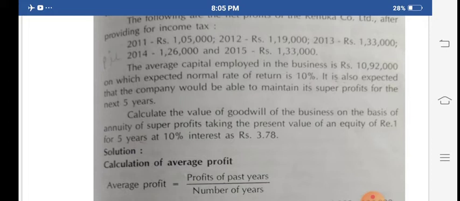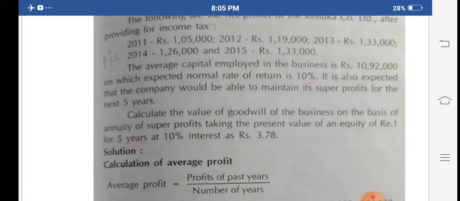Okay, first of all, we should know the formula of the value of goodwill. And what is the formula for the value of goodwill? Super profit into annuity value. We should know the super profit. So super profit is nothing but the average profit minus the normal profit.